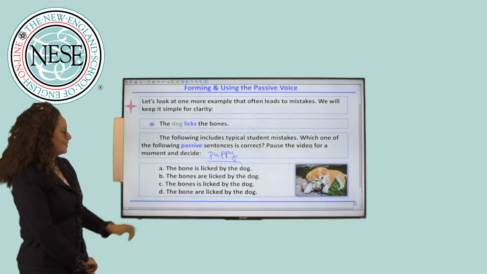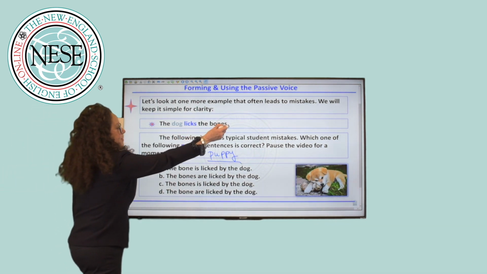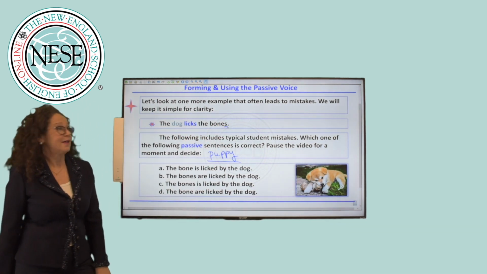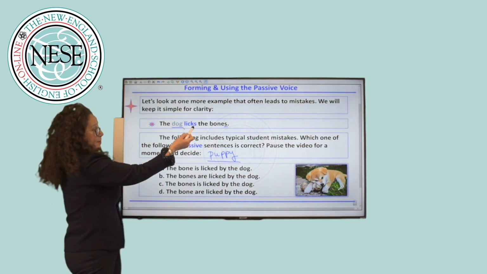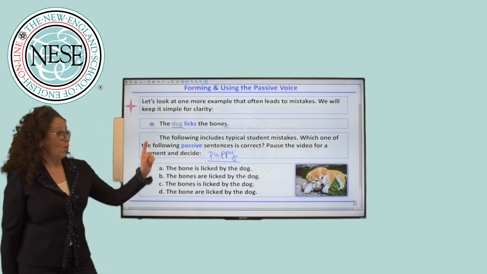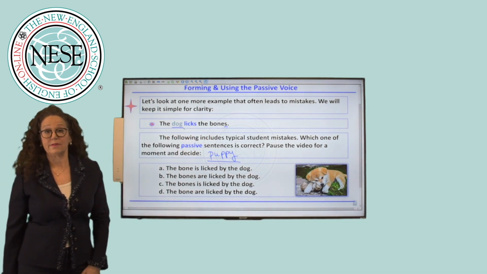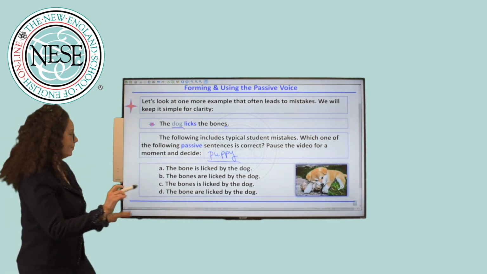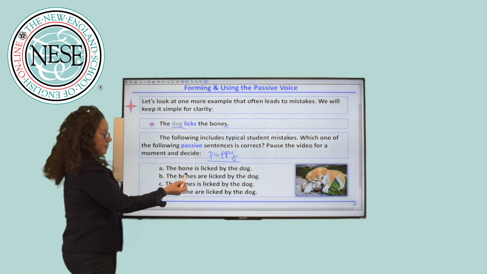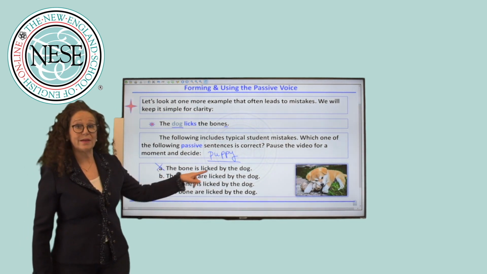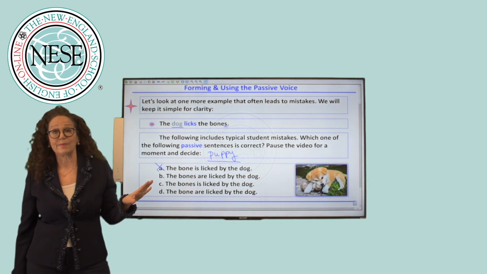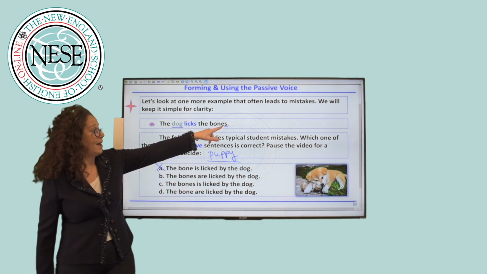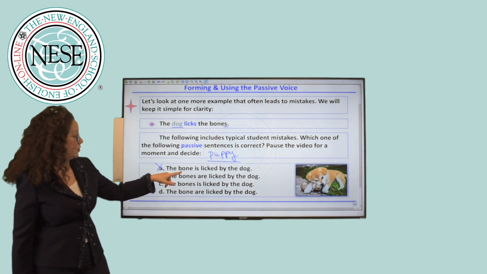So let's look at this. We've got bones, plural. Dog, singular. That is confirmed by third person singular S. One dog, the bones, that word is plural. So let's be careful. Here we've got the bone, singular. So this cannot be right, because although the grammar is correct, the bone is licked by the dog. That is perfectly correct. It's singular, and we have to bring the object to the subject.